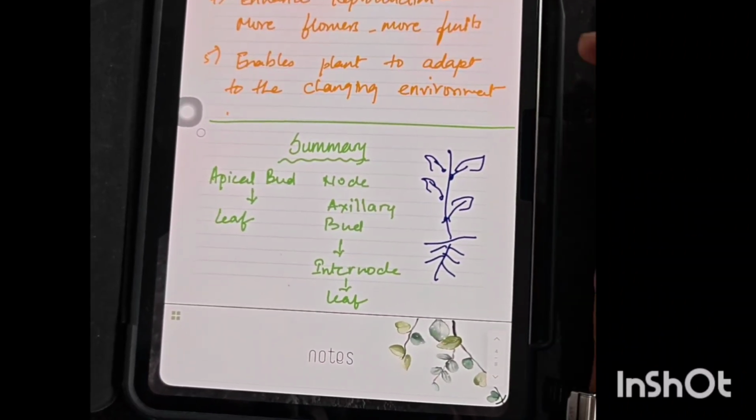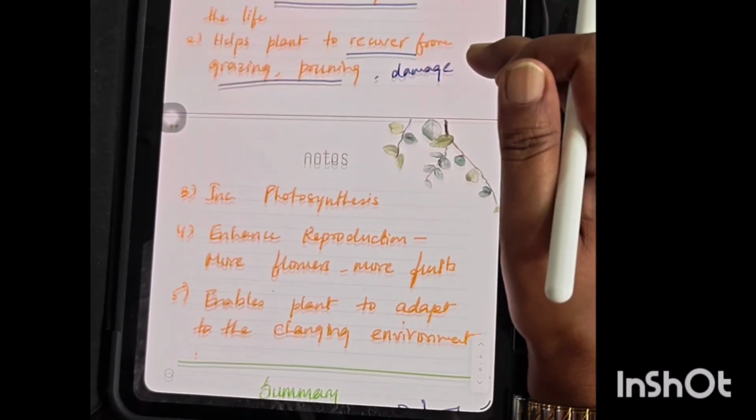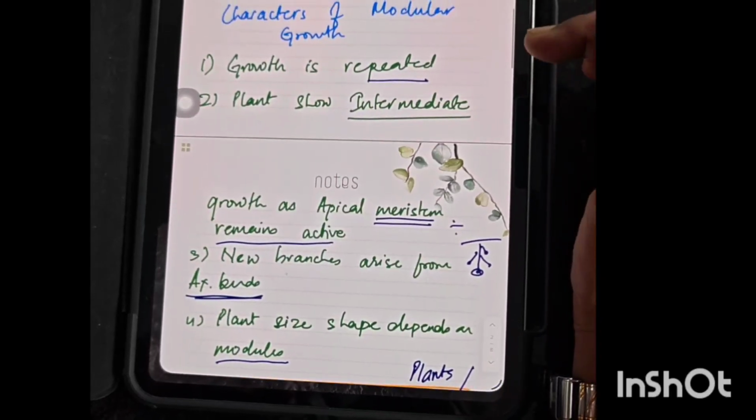Questions will be asked on this, so just study it. It is one of the basic topics which you must know.